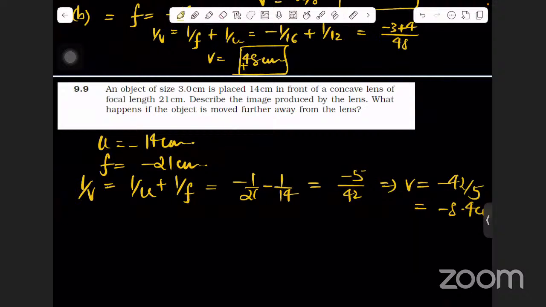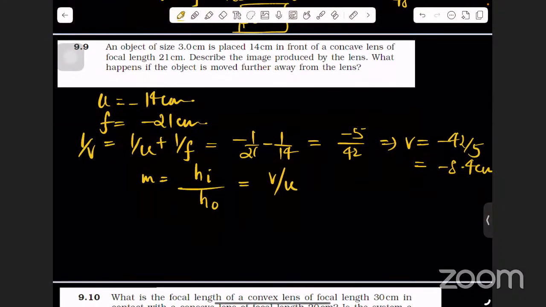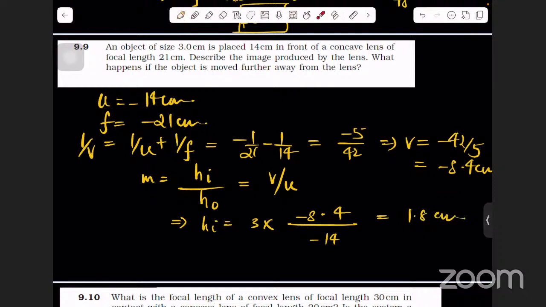And if you find the magnification, which is height of the image by height of the object. For lens, it is v upon u. For mirror, it was minus v upon u. All right. That implies height of the image would be height of the object, which is given 3 centimeters, multiplied by v minus 8.4 upon u minus 14, which comes out to be 1.8 centimeters. So as you can see, 3, 1.8, so it's diminished, right?